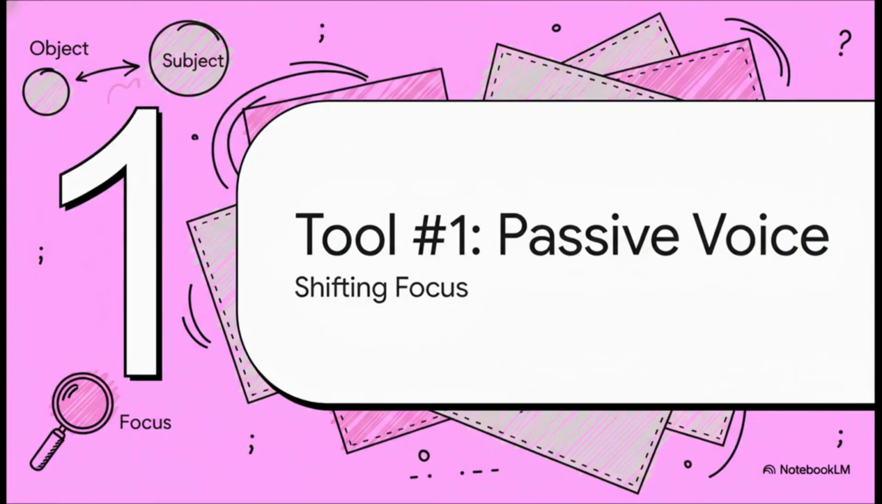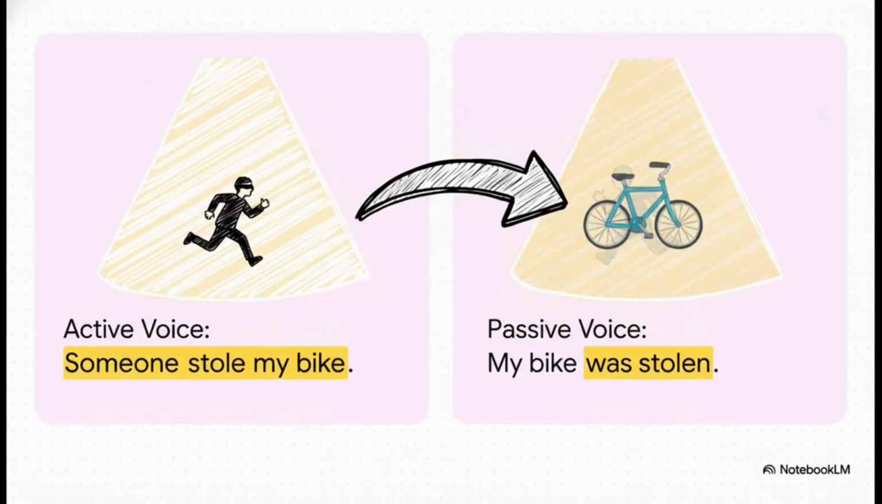All right, first up, we've got a tool you've probably heard of, but you might not be using strategically. It's the passive voice. And this isn't just some boring grammar rule. It's a powerful way to control the focus of your sentences. Just look at this. See how that tiny change completely flips the focus? In the active voice, someone stole my bike. The focus is all on the thief, on the someone. But in the passive, my bike was stolen. Suddenly, the star of the sentence is the bike. The action becomes the most important detail, not who did it.